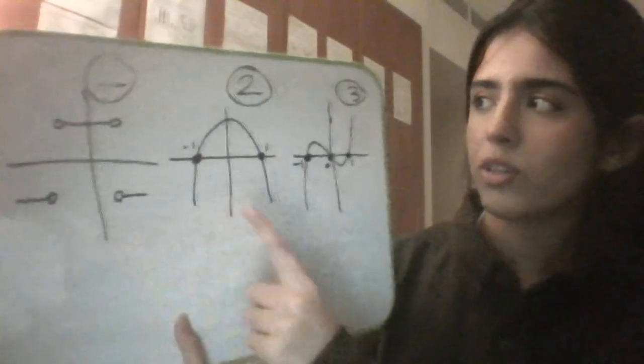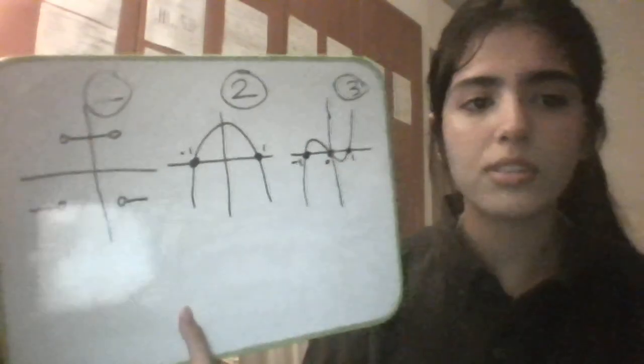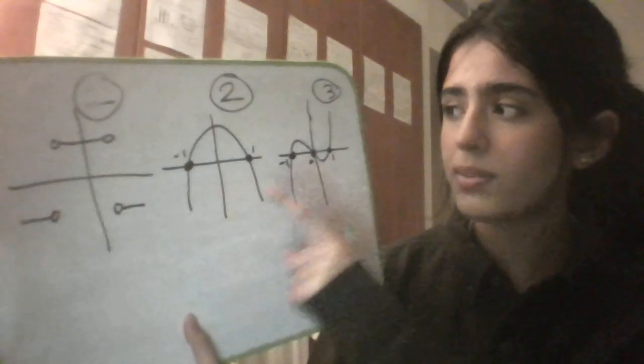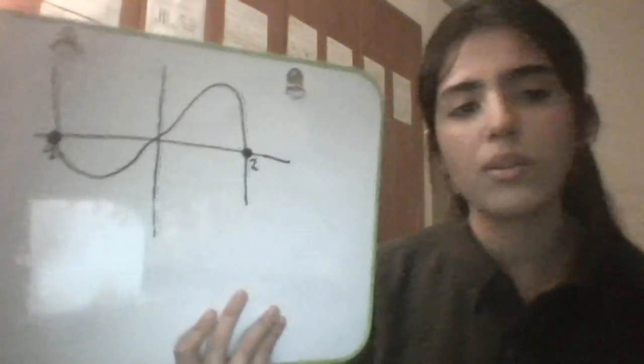You're just going to look at a graph like this and it's going to give you options: graph 1, graph 2, graph 3, and you need to be able to tell me which of these graphs is the derivative of this graph. So in this video, I'm going to teach you how you can do that.